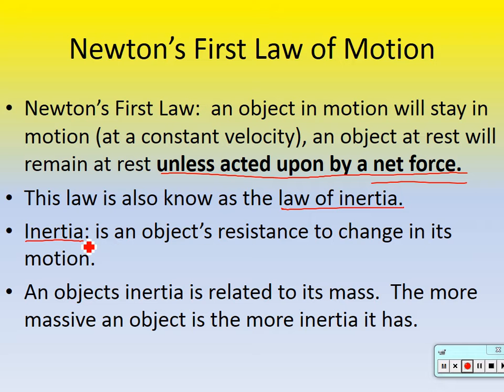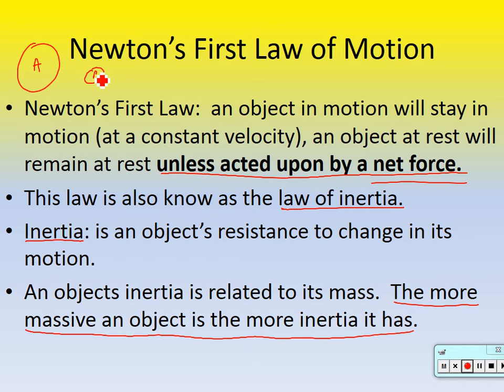And here's the thing about inertia. An object's inertia is related to its mass. The more massive an object is, the more inertia it has. Let me see if I can illustrate this. Say there was a big, huge boulder. I'm going to call this boulder A. And then there's a small boulder. I'm going to call this one B.